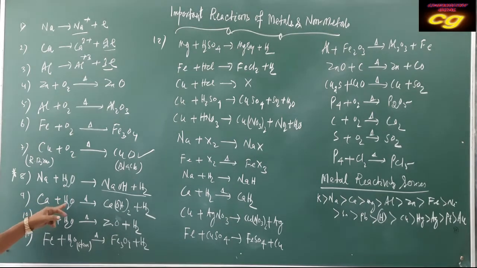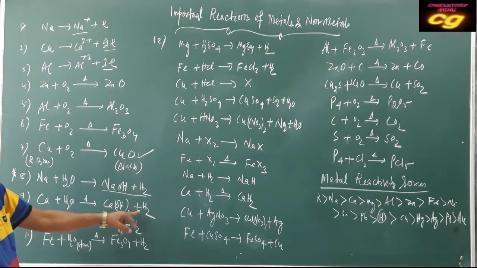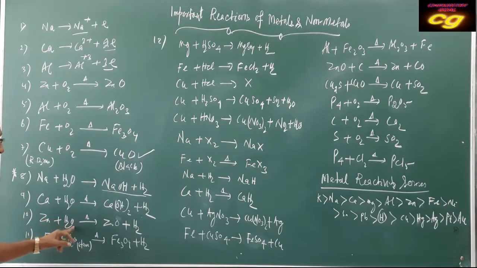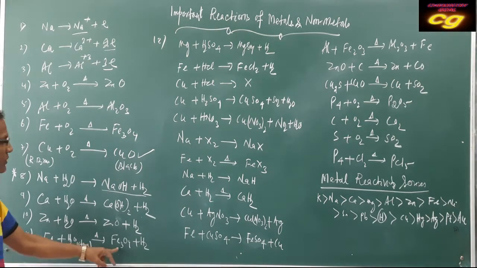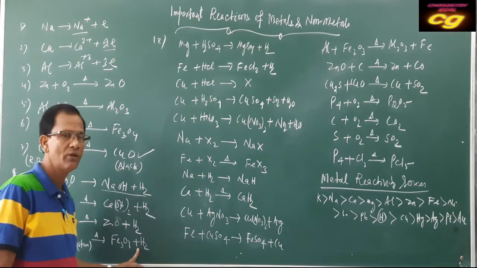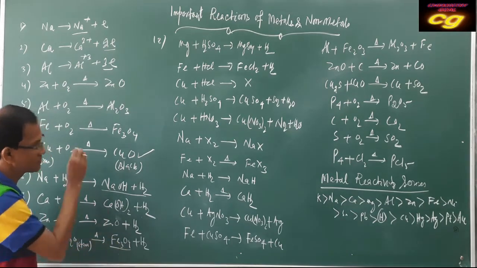Calcium similarly reacts with water producing calcium hydroxide and hydrogen gas. Zinc on heating with water produces zinc oxide and hydrogen gas. Iron on strong heating in the presence of steam produces iron oxide and hydrogen. So you see the difference.